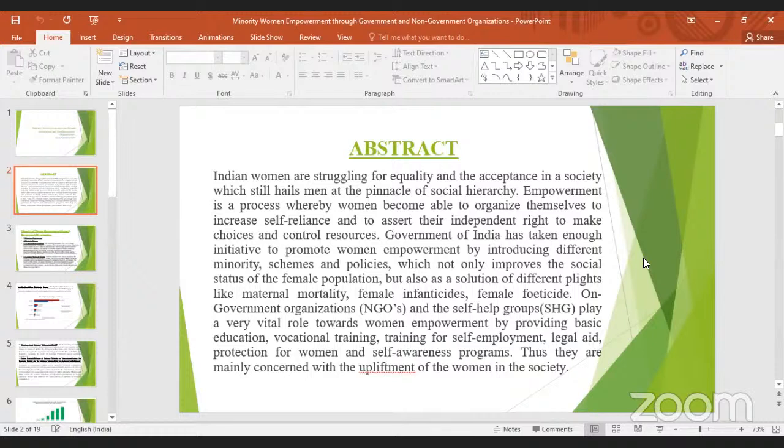But what do you want to convey here? All the schemes you have presented here. I just want to convey that different schemes come under the government and non-government organizations for minority women. I have compiled all the schemes to make people more aware about them.